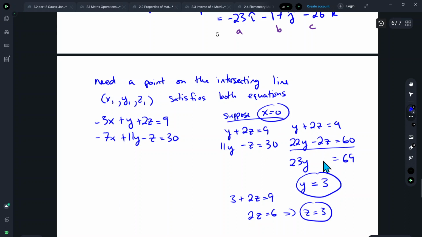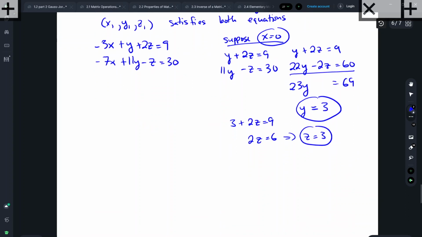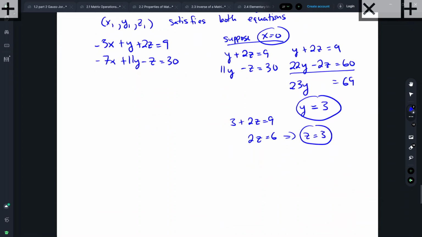Okay, so we can take 0, 3, 3, and you can quickly check that this satisfies both equations, right? When x is 0, y is 3 and z is 3, so 3 plus 6 is equal to 9. And then here you have 33 minus 3 is equal to 30. So these coordinates check out. And so now we can write down the equation, right? So this is my x1, this is my y1, and this is my z1.